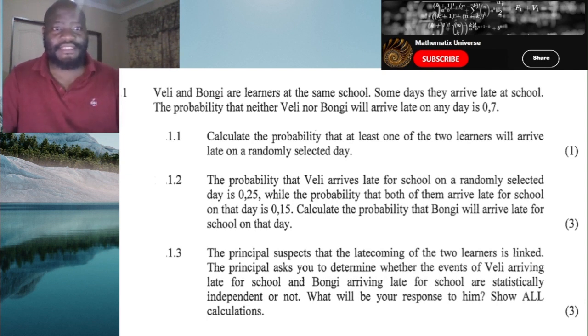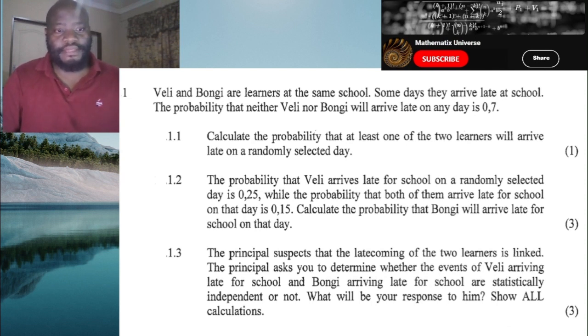The next question says the probability that Veli arrives late for school on a random day is 0.25, while the probability of both of them being late on that day is 0.15. So using this information, we must calculate the probability that Bongi will arrive late on a school day. Okay, interesting. We'll see how that works out.